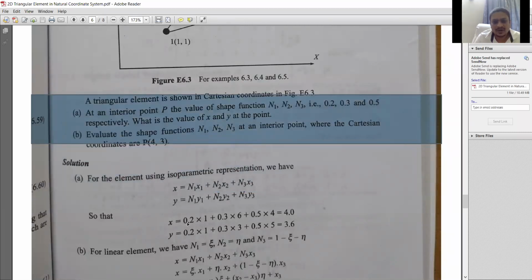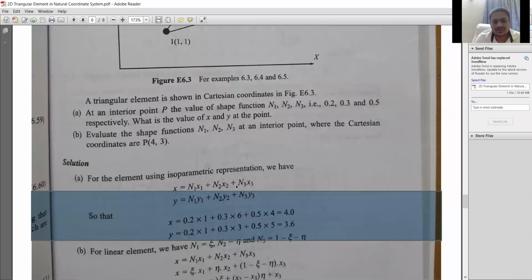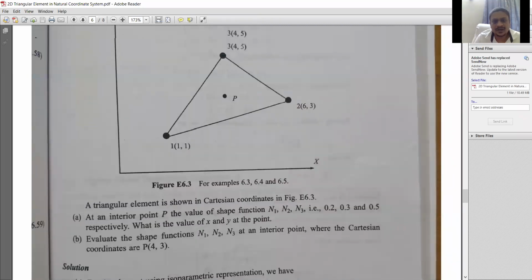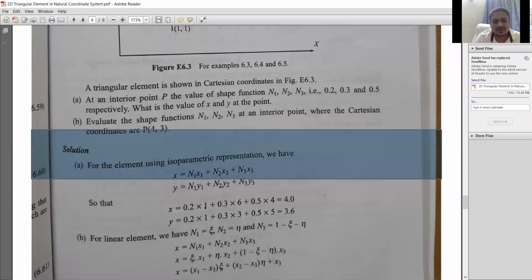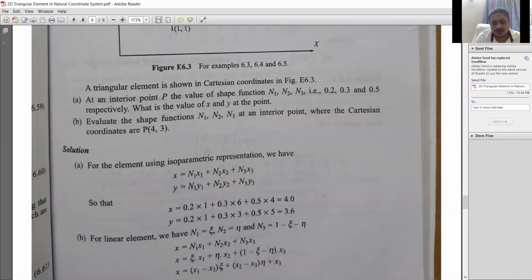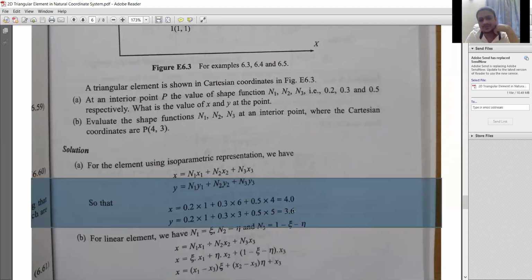And x1, x2, x3 are the coordinates of point number 1, point number 2 and point number 3. All we have to do is substitute the values of n1, n2, n3 and x1, x2, x3, so that we can get the coordinates of point P. So x comes out to be 4 and y comes out to be 3.6. It's a very simple short numerical.